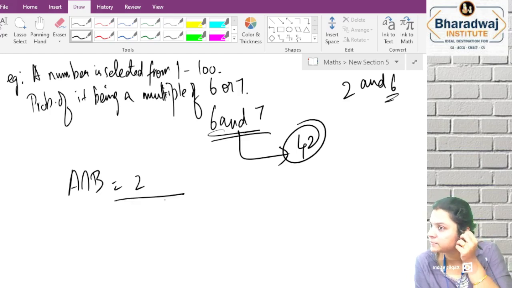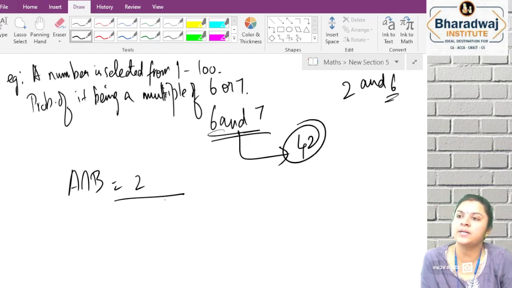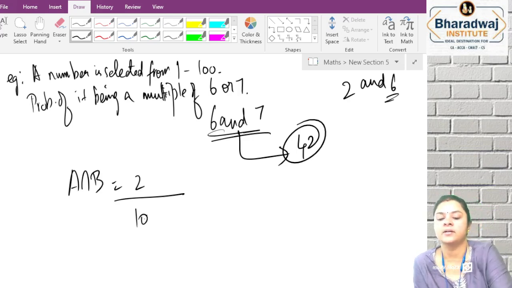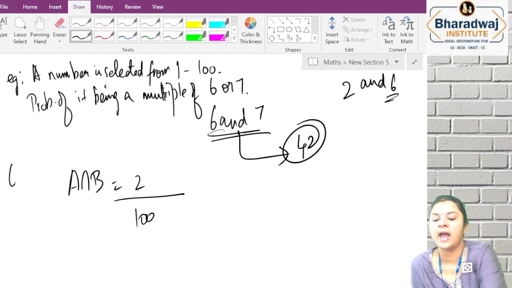What is N of S? What is the activity? You are selecting a number. From how many numbers? 100. So what is the N of S? 100. Answer is 2 by 100, 0.02. This is for AND condition.